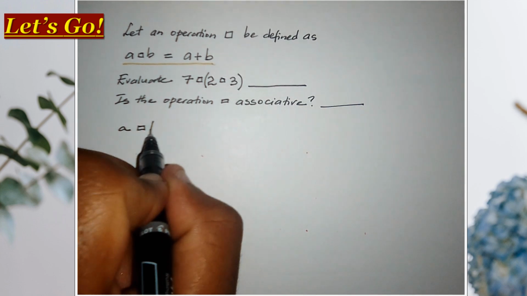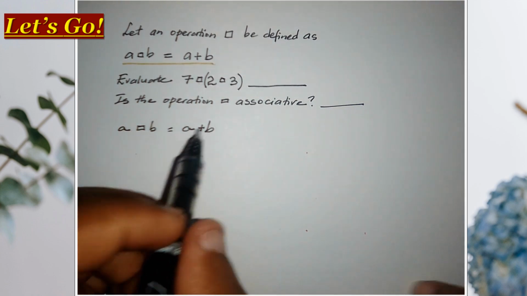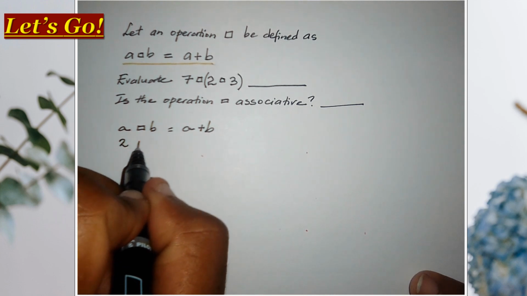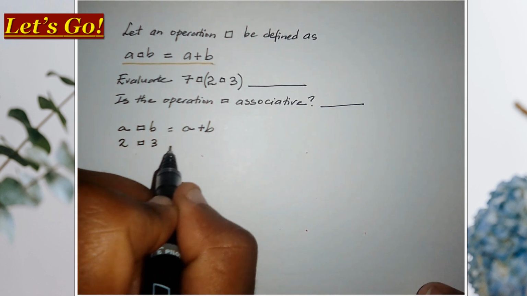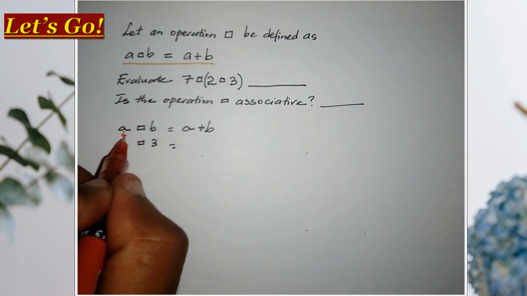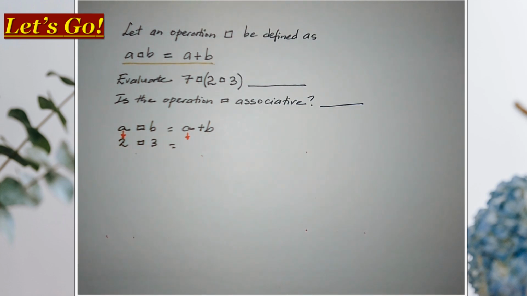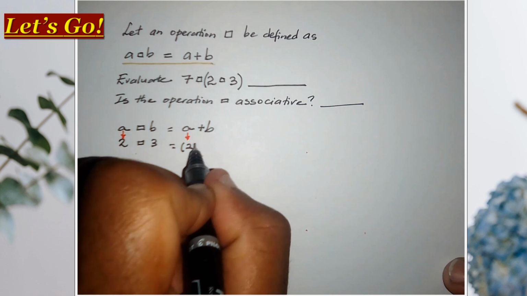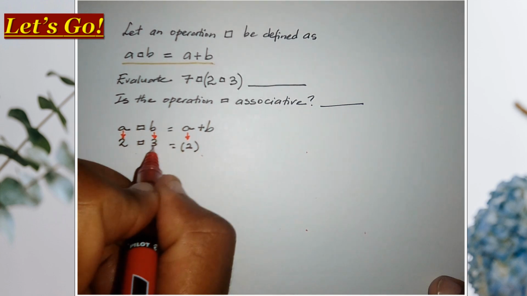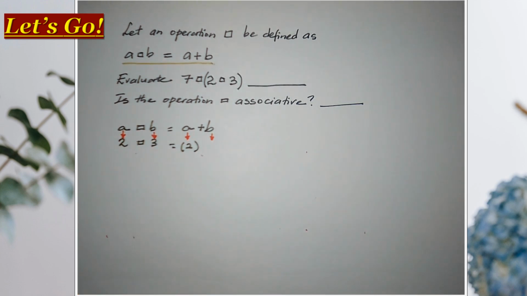A box B is equal to A plus B. And because we're working brackets first due to BODMAS, we're going to put 2 box 3. So straight away we can see that the value of A is going to be 2. So wherever I see A, I'm going to put 2. And the value of B is going to be 3 because 3 was under B. So wherever I see B, I'm going to put 3.